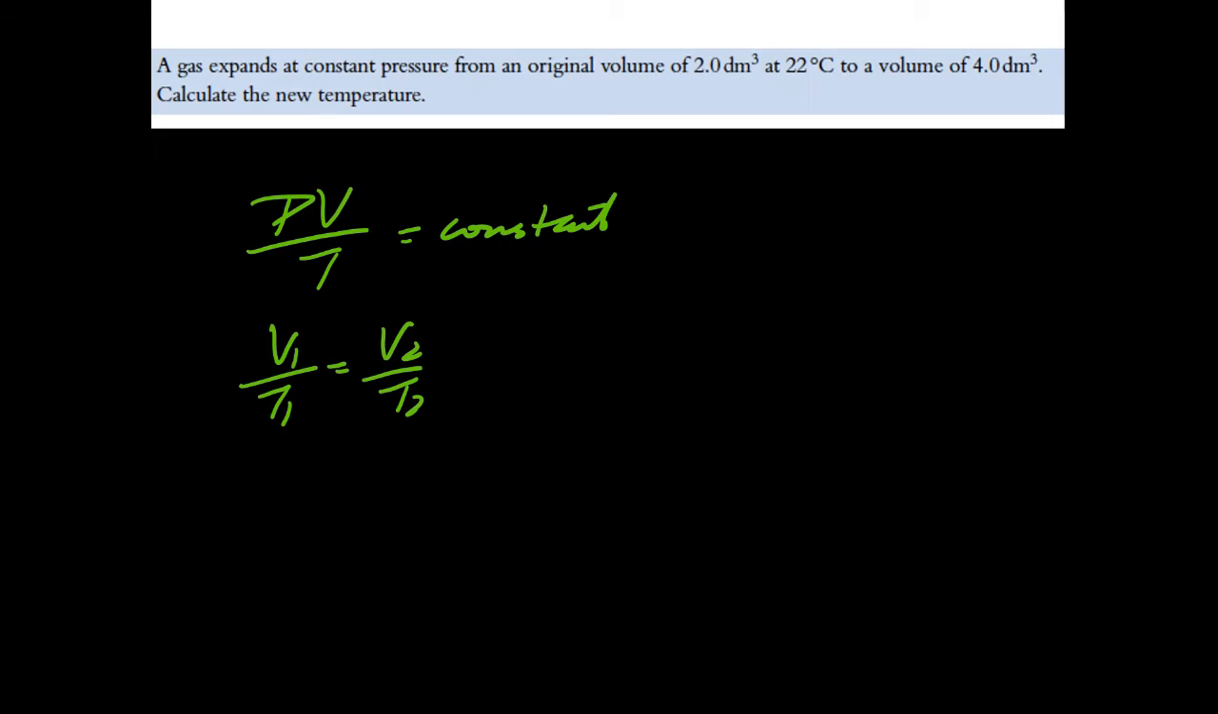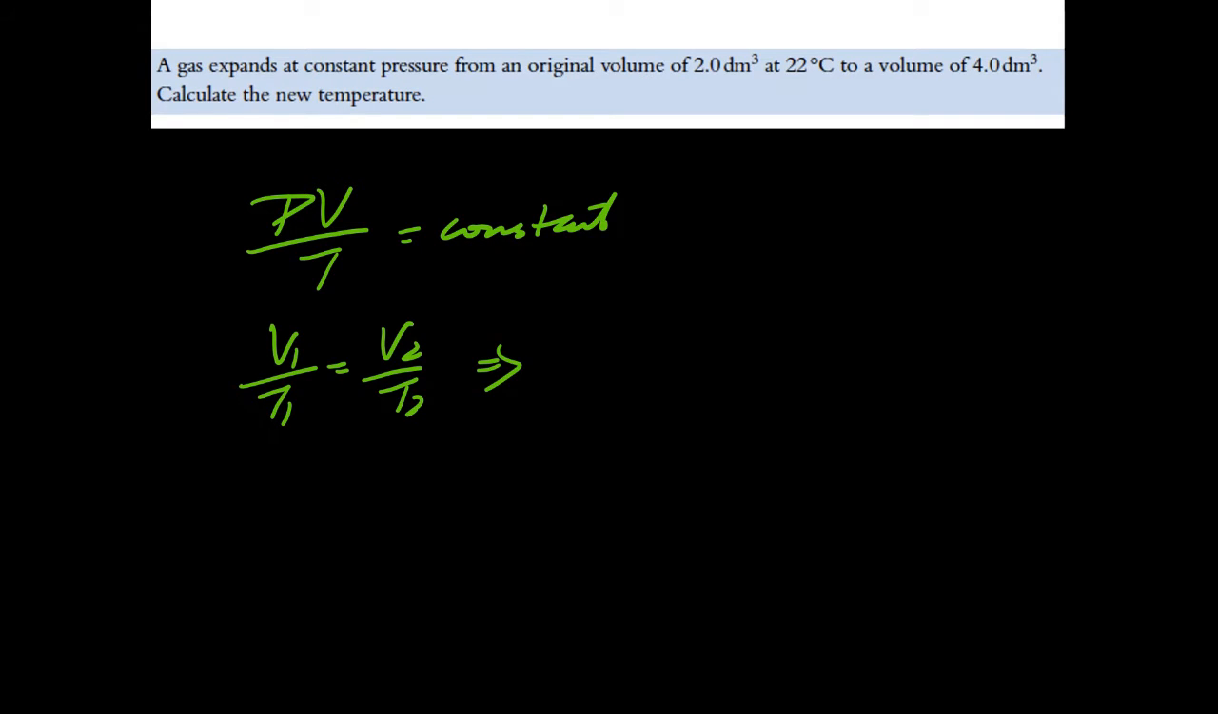3.2 Modeling a gas revision. A gas expands at a constant pressure from an original volume of 2 cubic dm at 22 degrees Celsius to a volume of 4 cubic dm. Calculate the new temperature. As we know, PV over T is constant for an ideal gas. As the pressure is constant, we have V1 over T1 equals V2 over T2.